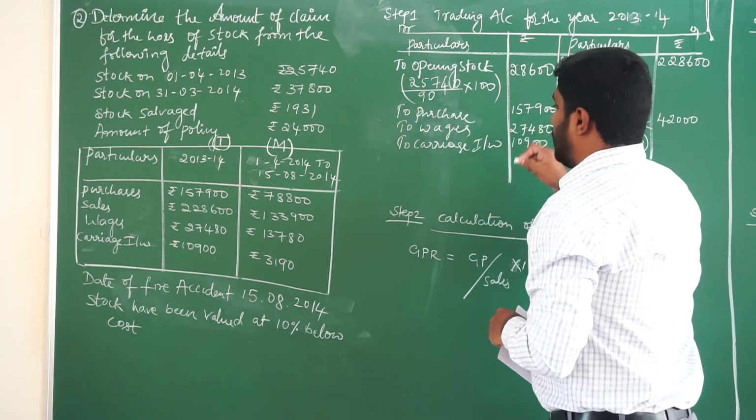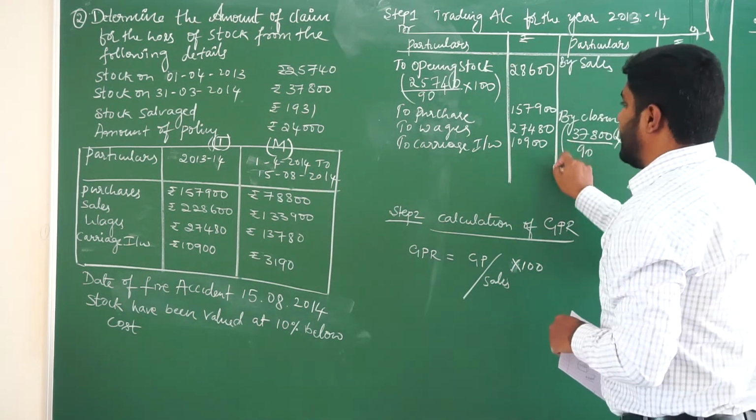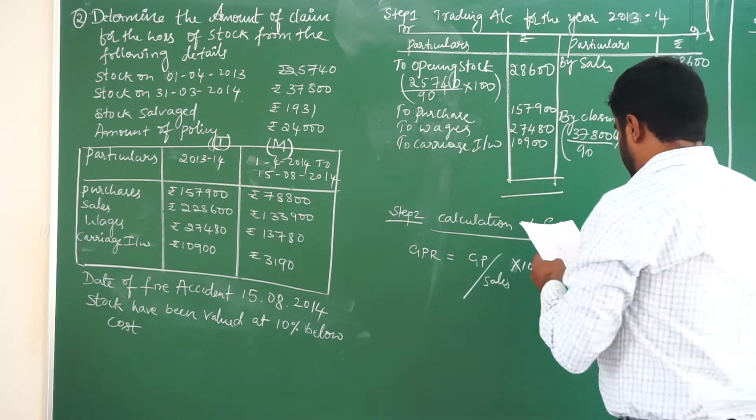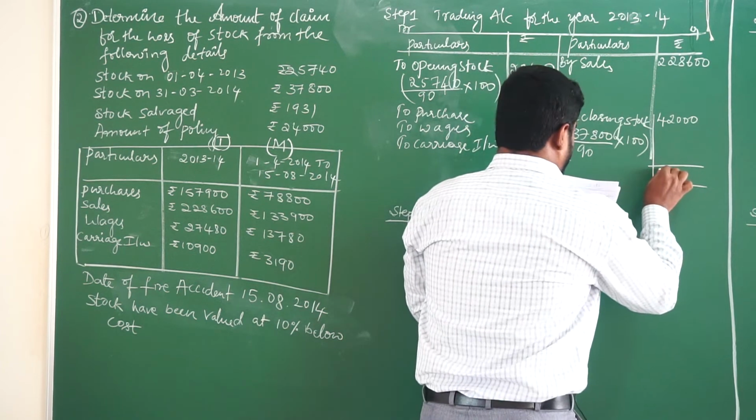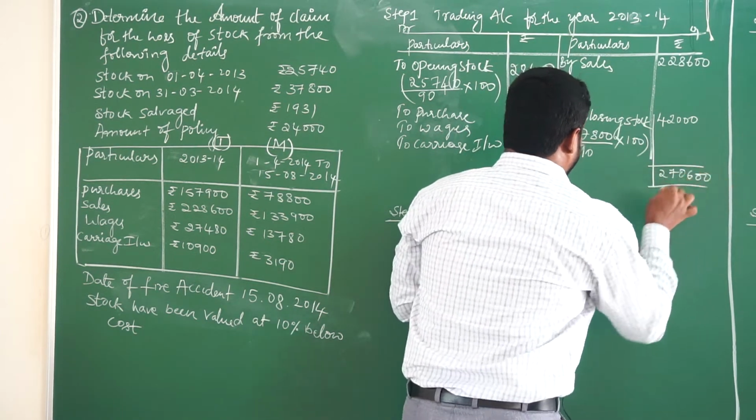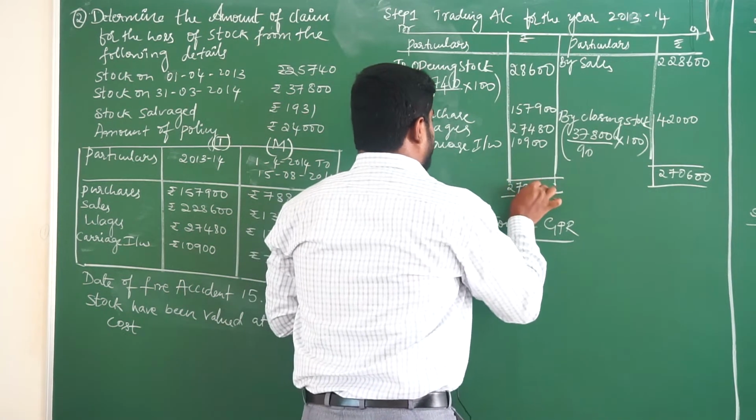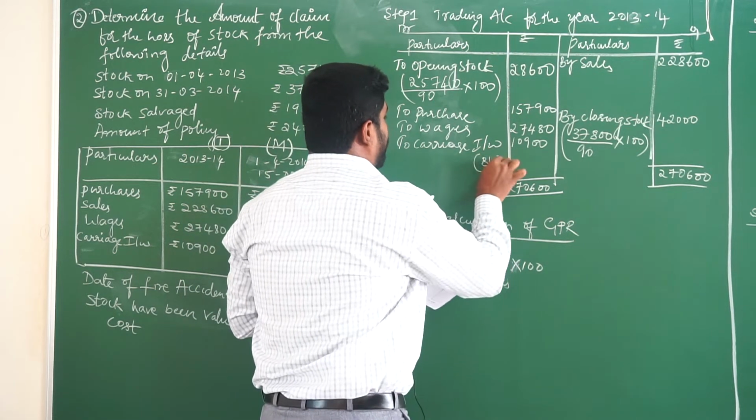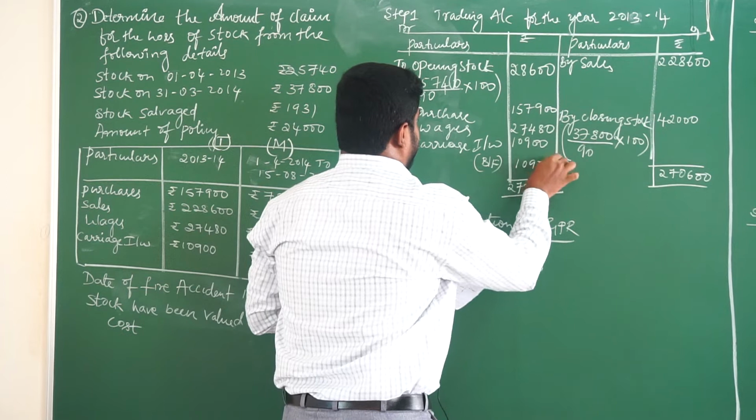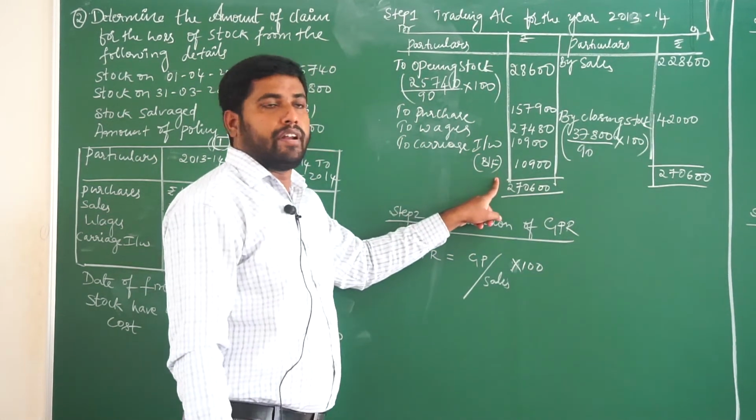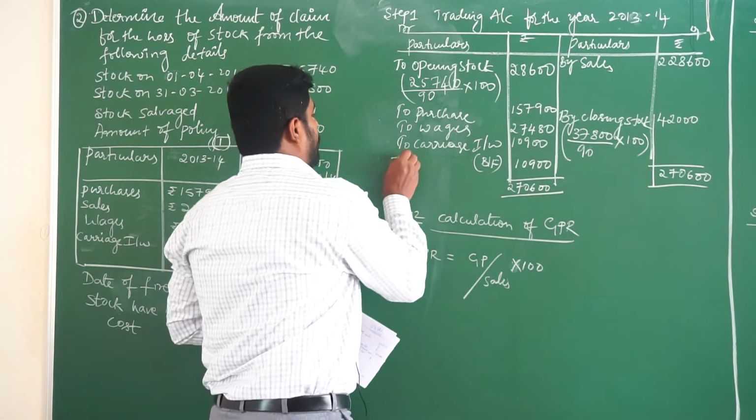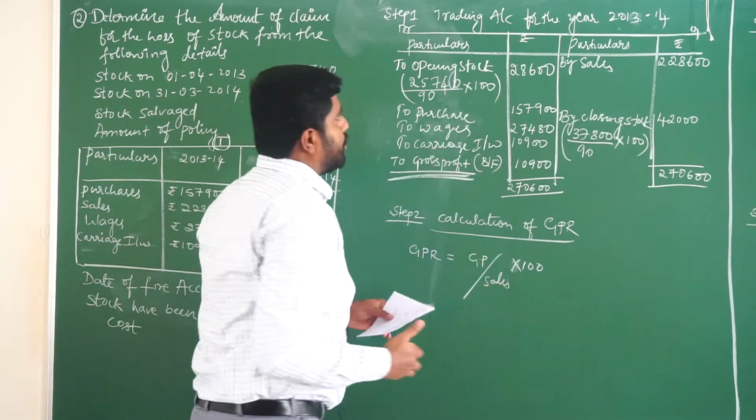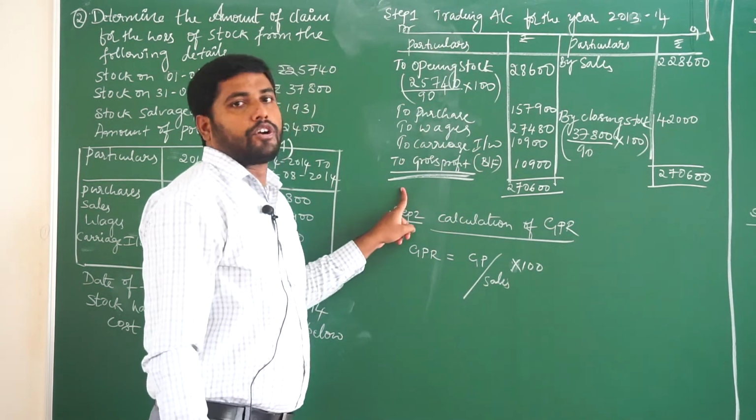10,900. Now make the balance of the trading account. The trading account balances at rupees 2,70,600, and on the debit side there is a balancing figure of rupees 10,900, and this balancing figure will be treated as gross profit. So the trading account is prepared to find out gross profit.